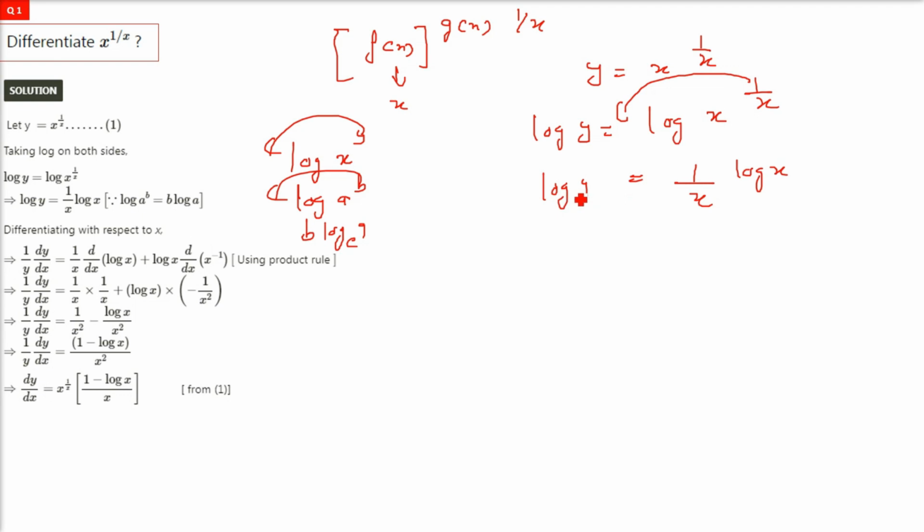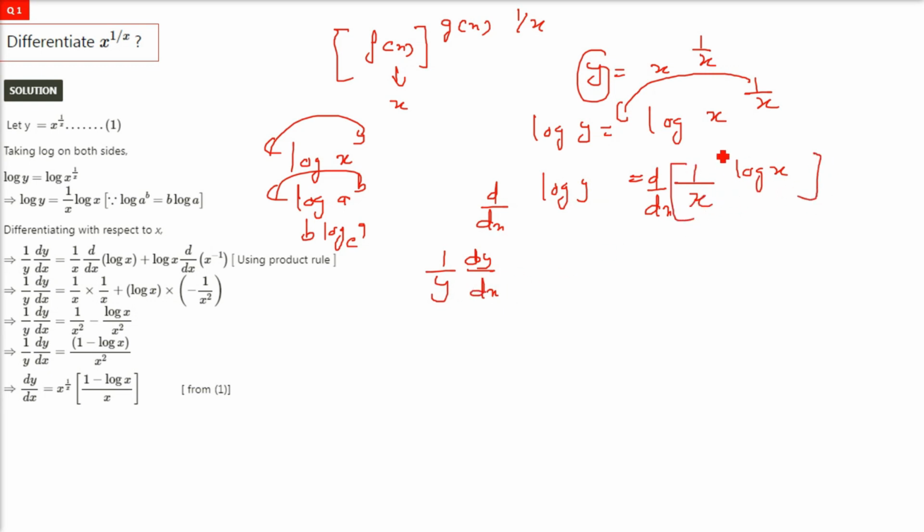Now the second important step is to take the differentiation on both the sides, d by dx on both the sides. So d by dx of log y will be 1 by y, and then since it is y, dy by dx. This y, what we have taken, will be used.